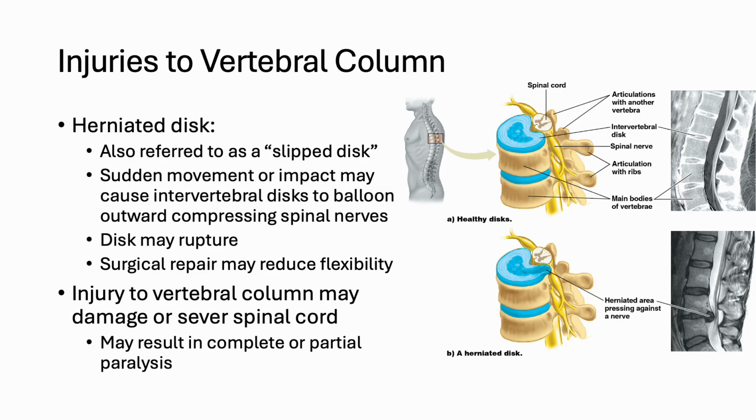Surgical procedures may relieve pressure but can reduce flexibility in the spine. Injury to the vertebral column can also carry the risk of damaging the spinal cord, which can result in partial or complete paralysis depending on the level and severity of the injury. Trauma to the cervical region is particularly dangerous because it can impair breathing and vital organ control, making spinal injuries some of the most critical medical emergencies.